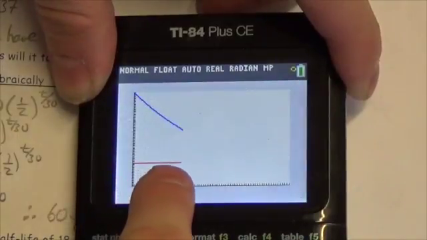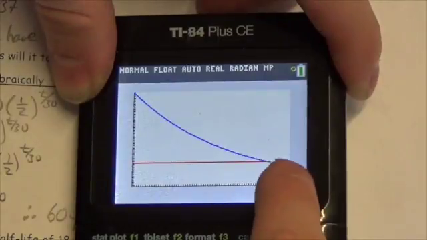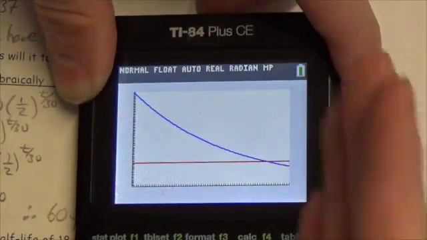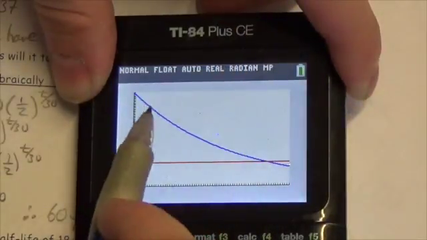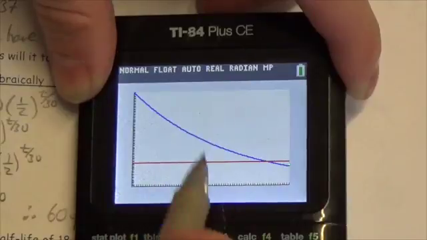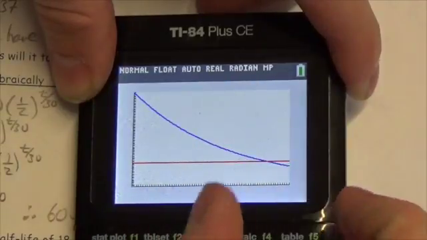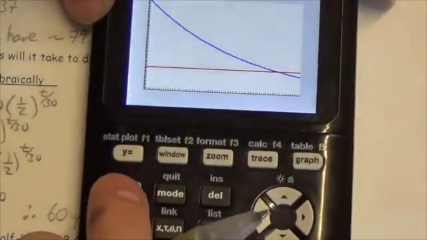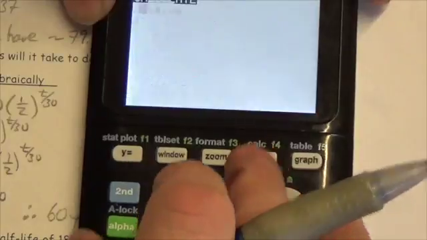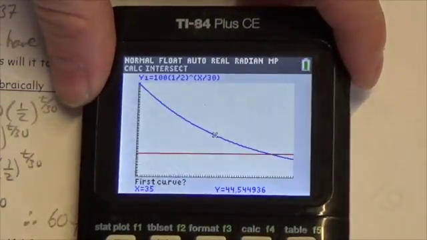There's my 25%, and there's my point of intersection. Now, if my x max had been smaller than 70, I would have simply noticed that this one was dropping and approaching this one, and I would know that I would have to increase the x max to see a point where they intersect. And now, remember how I do this. To get my point of intersection, I press second trace to get into the calc menu. I'm going down to intersect.